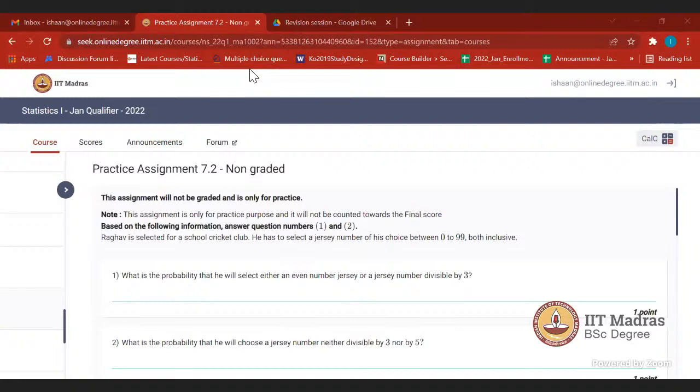But the second question, I'm not getting it, sir. What is the probability that you'll choose a Jersey number neither divisible by 3 nor by 5? Divisible by 3 is 33 now, sir. 99 divided by 3 is 33. But 0 is also here, right? 0 is also divisible by 3.